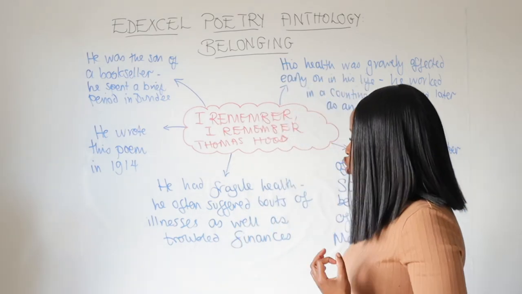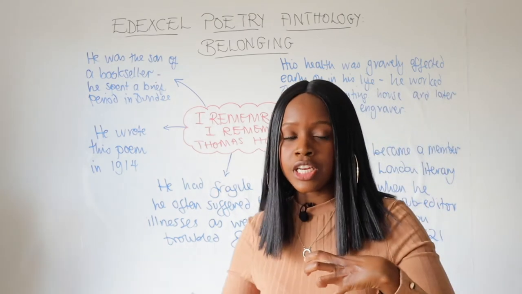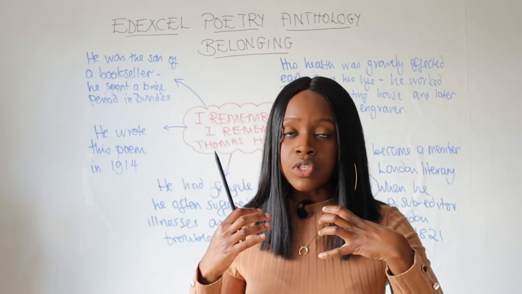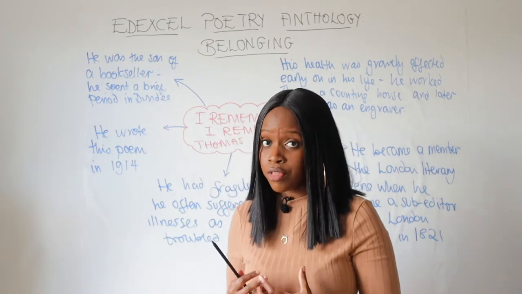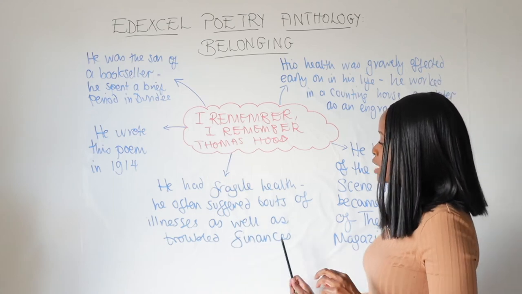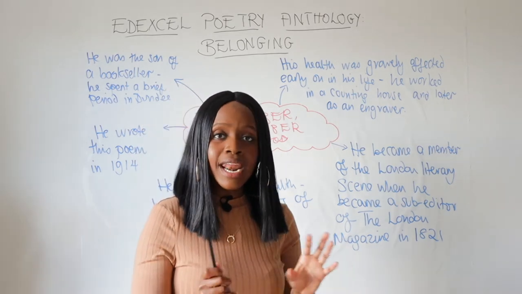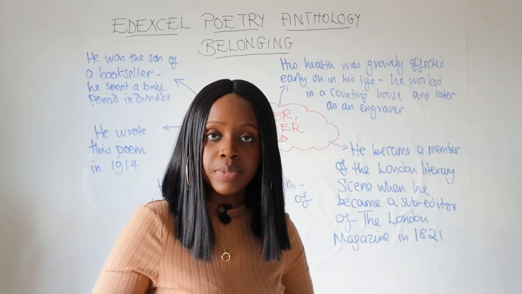As I've mentioned, Thomas Hood himself had actually a very fragile disposition. He often got really ill. He was very fragile in terms of his health, okay? So bear in mind that he had a fragile health and he often suffered bouts of illnesses as well as very troubled finances, okay? So sometimes he would fall in and out of a troubled financial position.